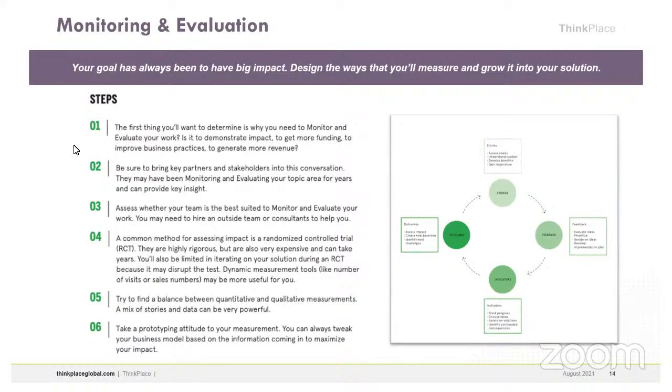So generally, M&E is a very key, important process.